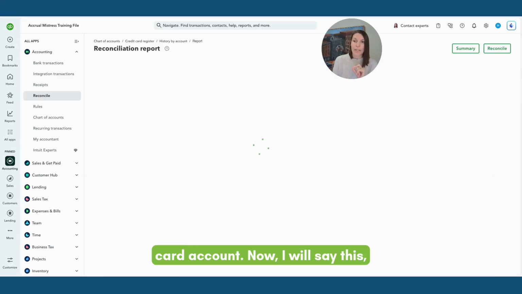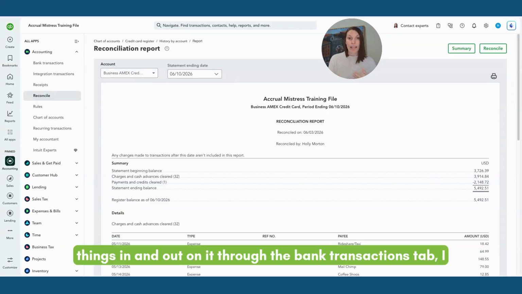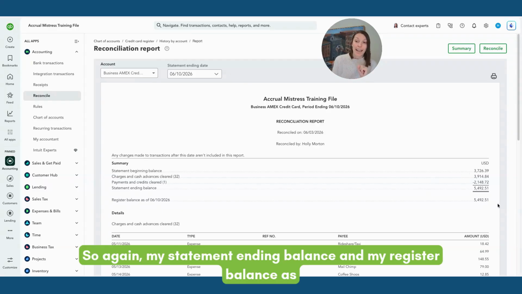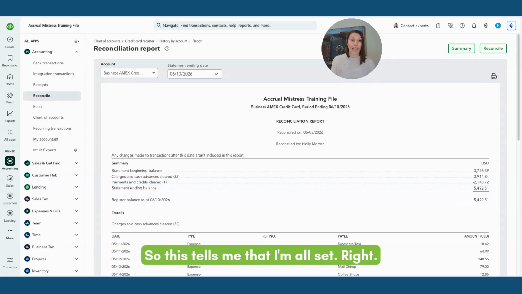Now, I will say this, because I have my credit card for this sample file set up and I'm running things in and out on it through the bank transactions tab, I don't have any examples of an instance where it is off, but we're going to talk about this just a little bit. So again, my statement ending balance and my register balance as of the statement ending date are right on. So this tells me that I'm all set, right? Everything is in and accounted for.